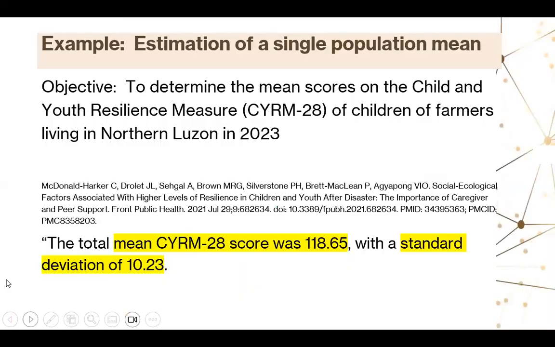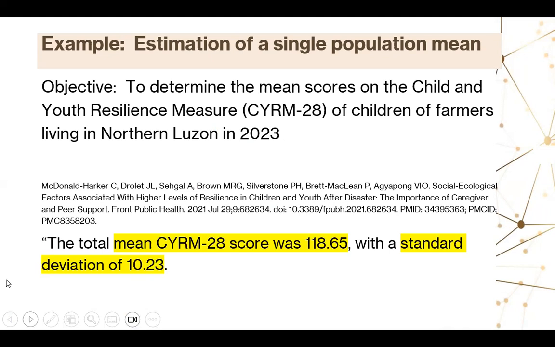What if you want to do estimation of a single population mean? Let's say your objective is to determine the mean scores on the Child and Youth Resilience Measure, CYRM28, of children of farmers living in northern Luzon in 2023. This could be inspired by the news that you hear of frequent flooding and destruction of agriculture in the northern areas after several storms came in rapid sequence, one after the other.